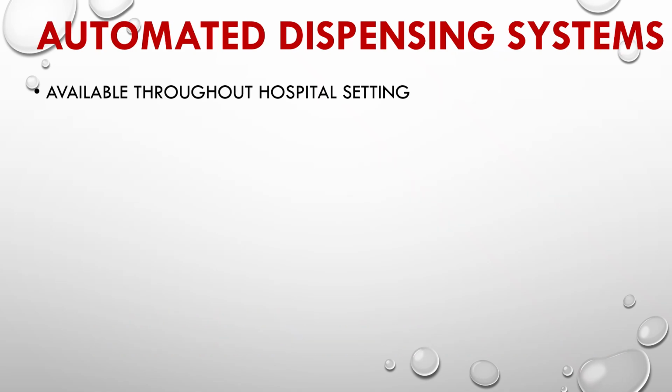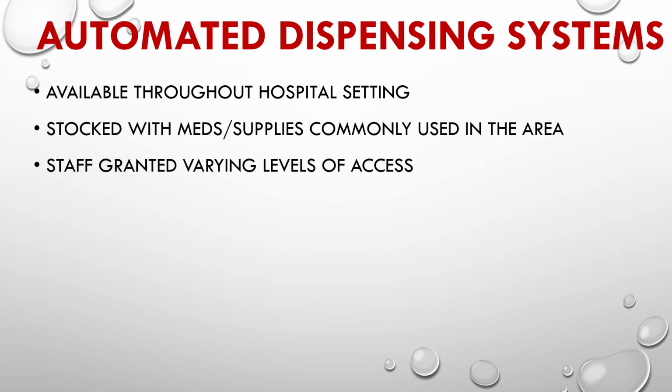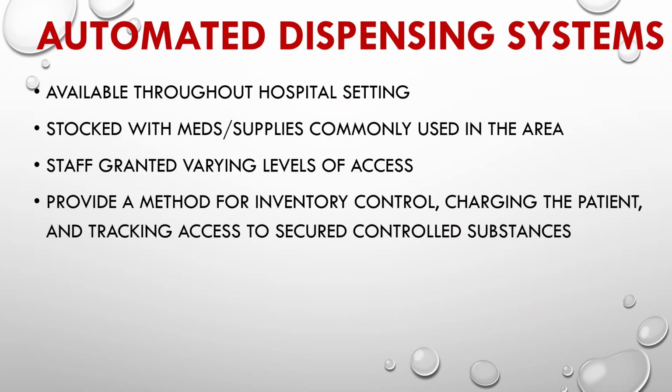Then the automated dispensing system. These can be available throughout the hospital setting. Again, they're stocked with medicines, and sometimes supplies even, that are commonly used in the area. Staff are granted varying access, so someone who shouldn't be administering certain drugs wouldn't have access to do that. Obviously, the public wouldn't have access to withdraw medications or supplies. This also provides a method for inventory control. It's automated, so it's easier for the pharmacist to keep track of what has or has not been used.